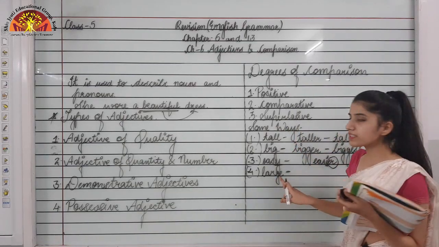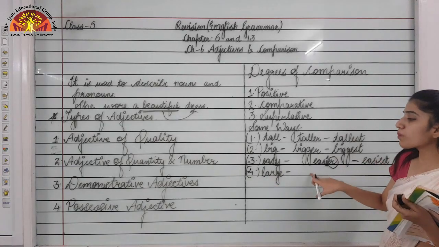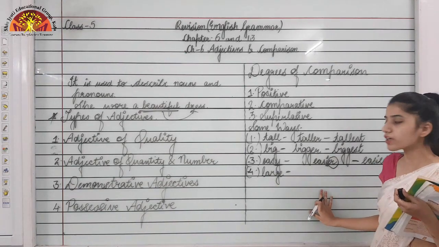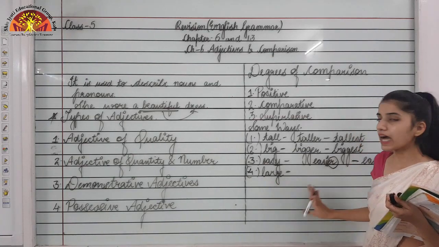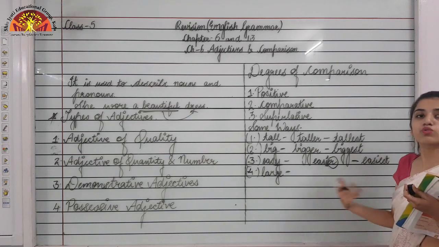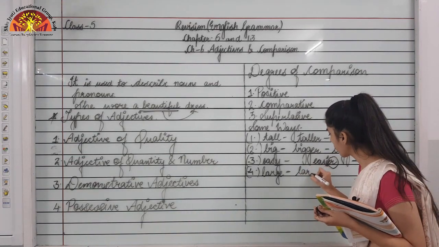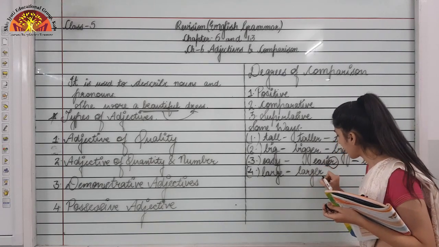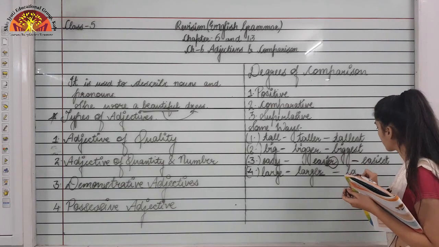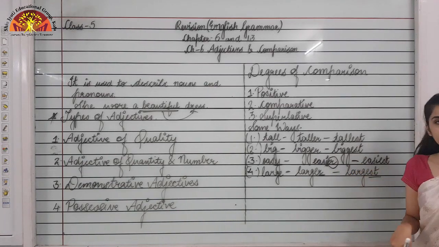Large is already ending with E, right? So to make the comparative and superlative degree of large, what would we do? We'll just add R in the comparative degree and we'll just add ST in the superlative degree. So larger, I just added R, right, and largest, I just added ST.